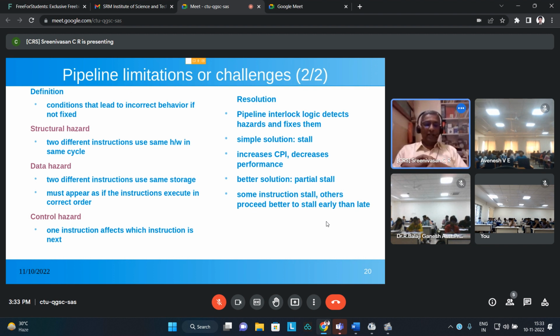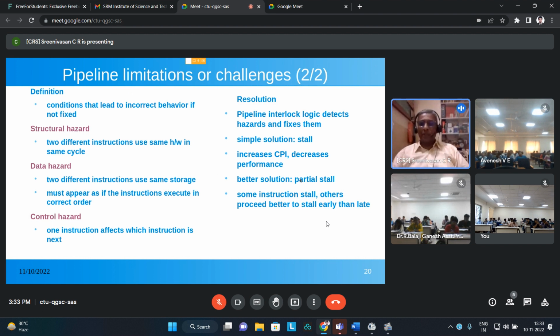Data hazard. Two people are trying to use the same computer, but probably your lab supervisor will not allow two people to use the same computer because it's an examination hall. So you have to again avoid it. This way, all the pipeline limitations can be avoided or challenged or can be controlled.